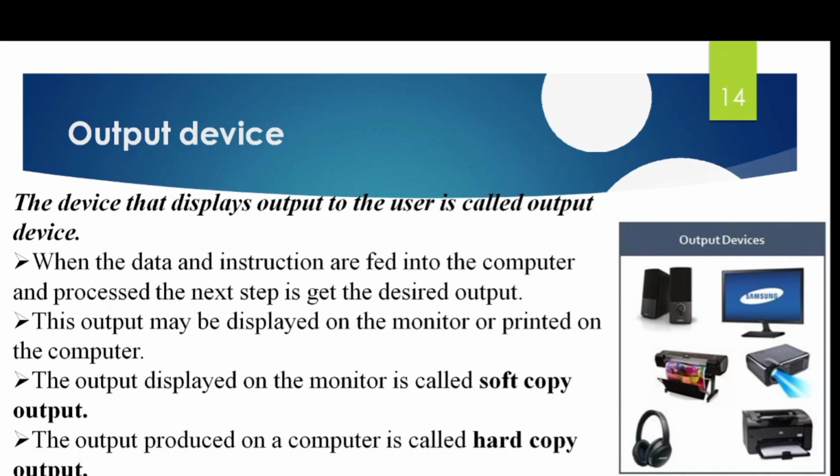The next is output devices. The devices that display the output to the user are called output devices. When the data and the instructions are fed into the computer and processed, the next step is to get the desired output. This output may be displayed on the monitor or printed. The output displayed on the monitor is called soft copy, whereas the output produced from the computer through a printer is called hard copy.